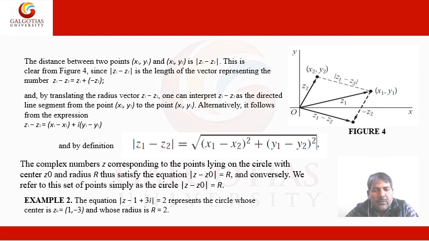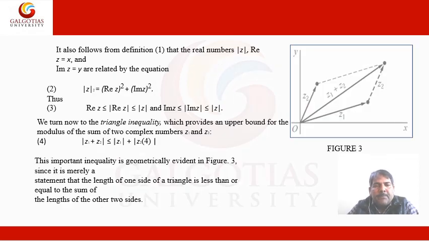So there is an example. Through this example, we see that the equation mod of z1 minus 1 plus 3i is equal to 2 represents the circle whose center is z0 is equal to 1, minus 3 and whose radius is r is equal to 2. It also follows from definition 1 that the real number mod of z, where real z is equal to x and imaginary z is equal to y, are related by equation 2.